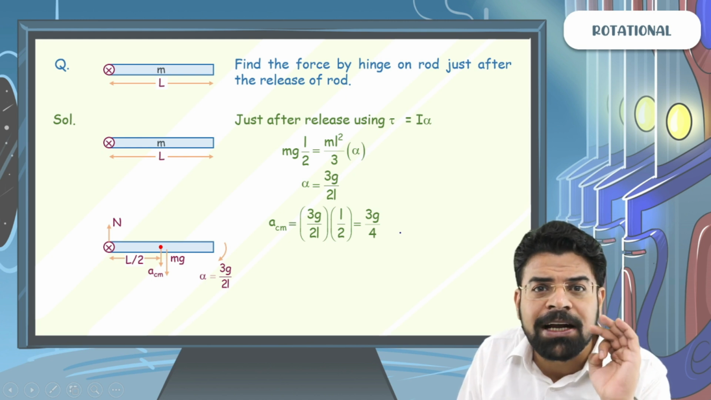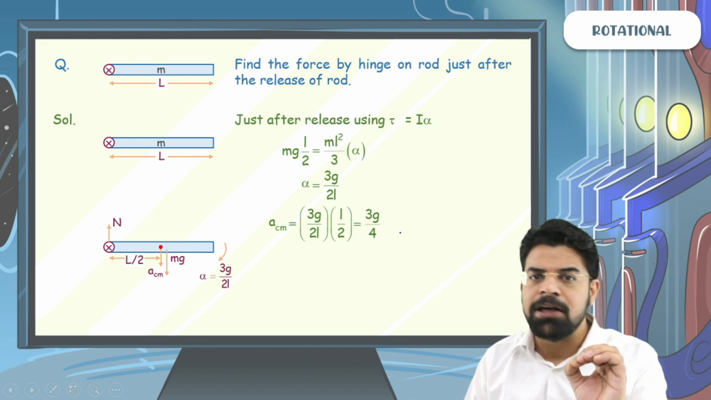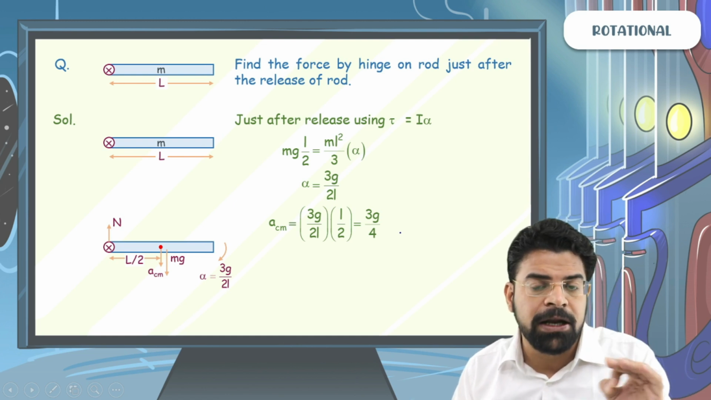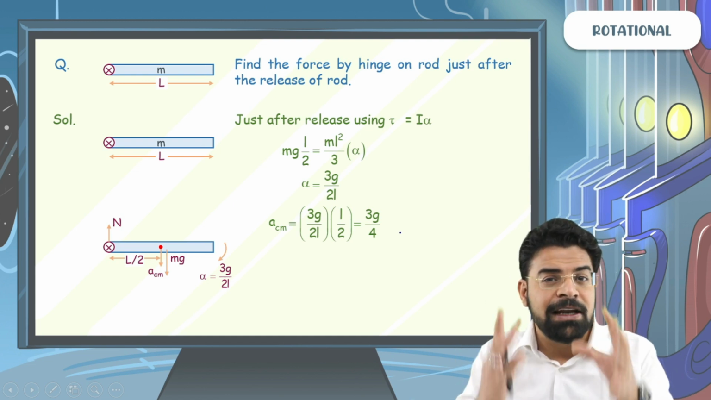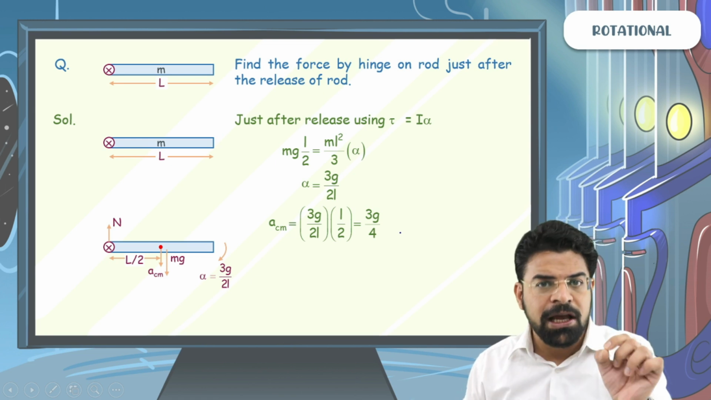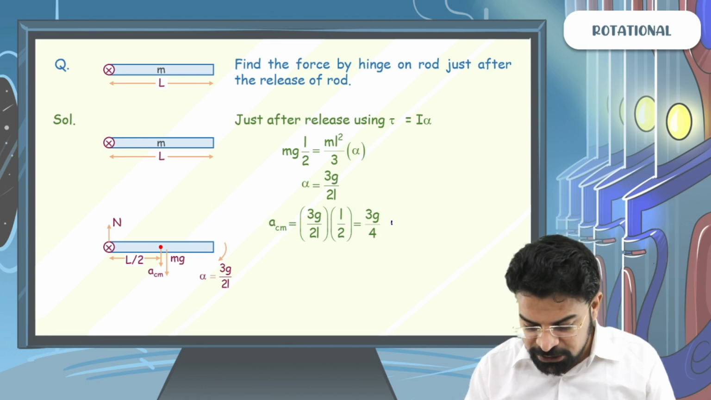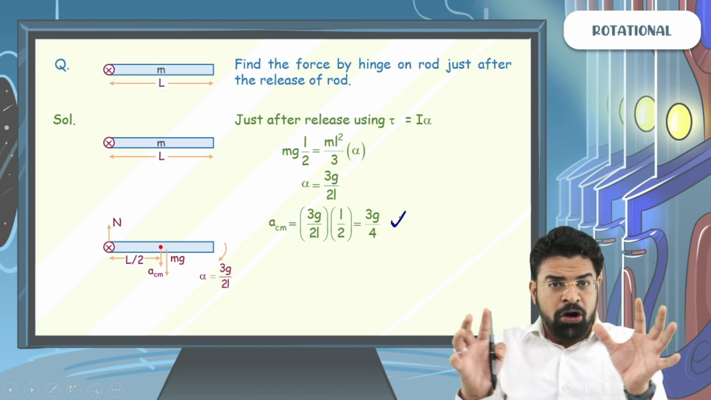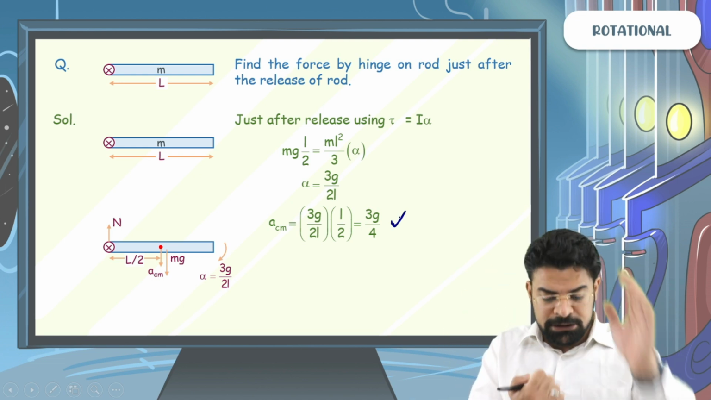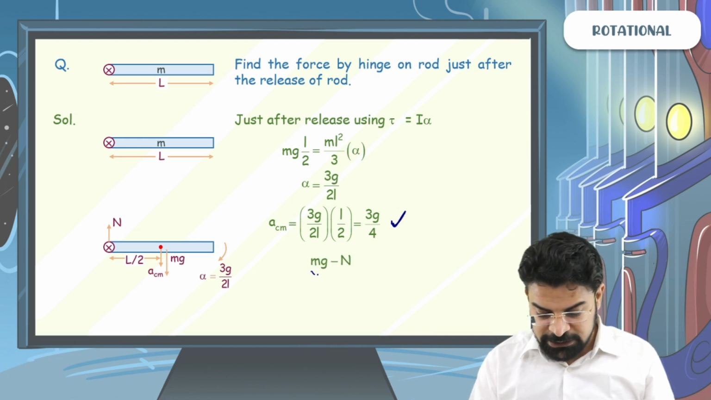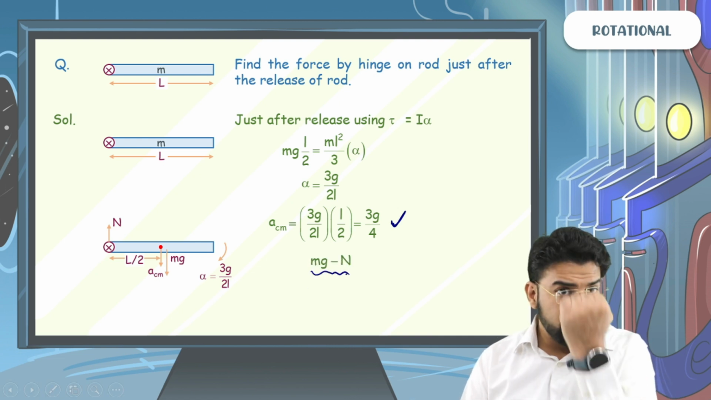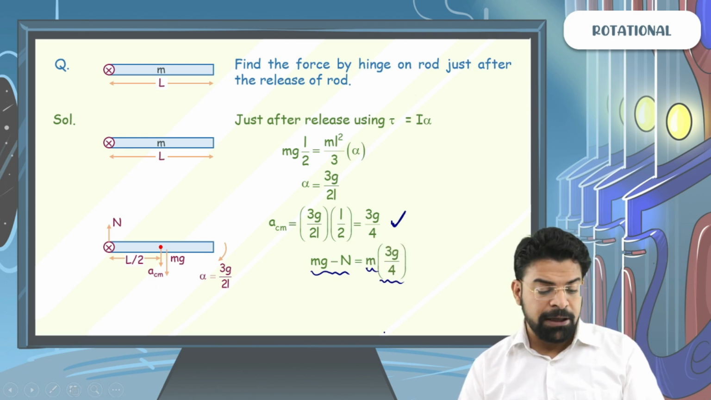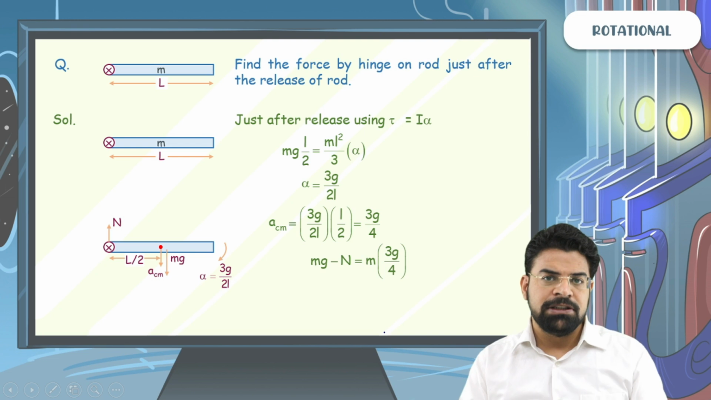All the forces acting on a system of particles can be assumed to be acting at the center of mass, and the net force on the system of particles equals the mass of the system times the acceleration of the center of mass. Here we know that just after release, the acceleration of the center of mass will be 3g/4 down, and the net force acting on the system will be mg minus N. So you can write the equation as mg minus N. The net force in the direction of acceleration equals mass into the acceleration of the center of mass, 3g/4. Once you have written this, game over.